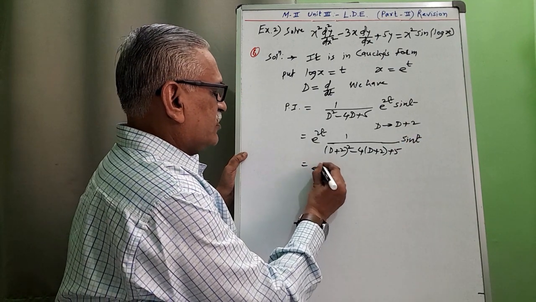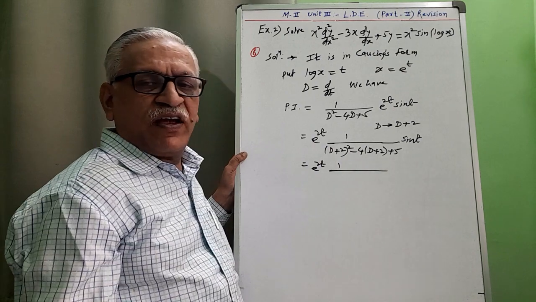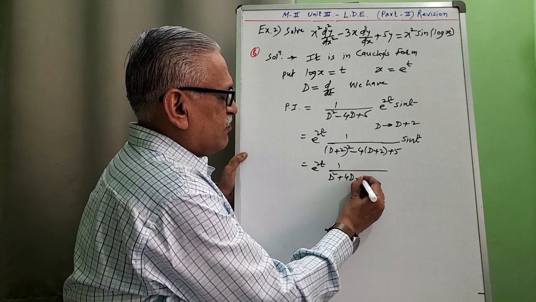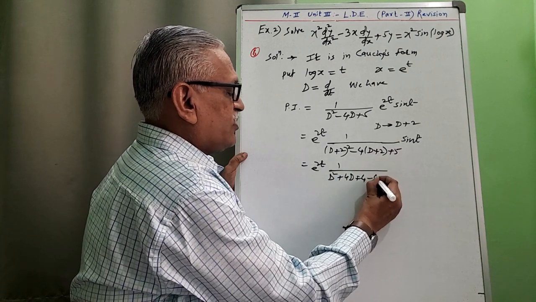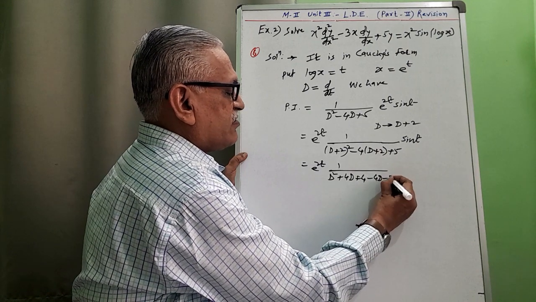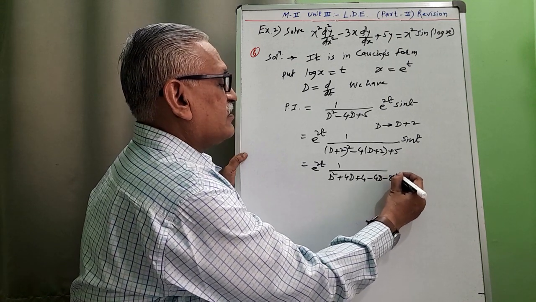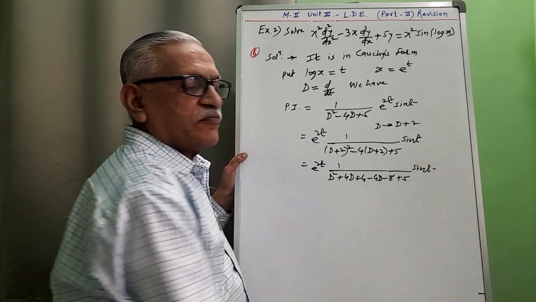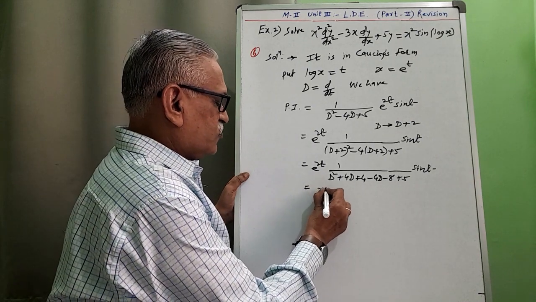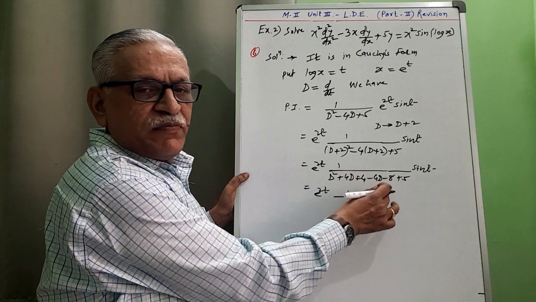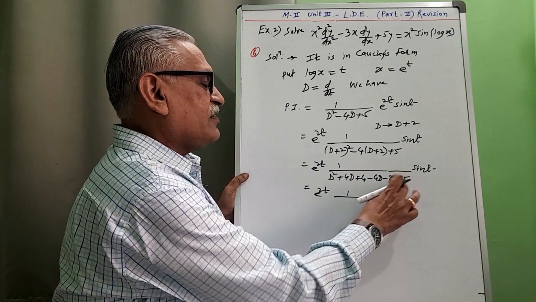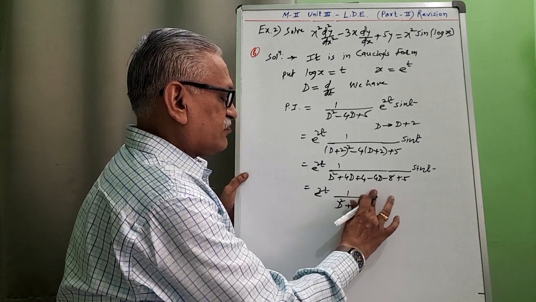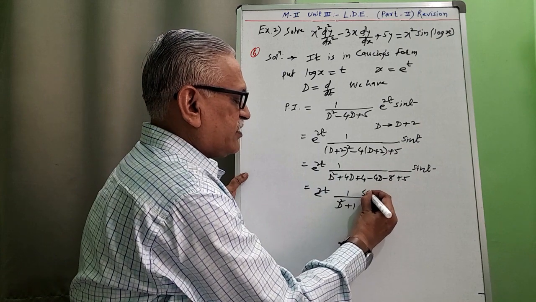Then it is equal to e raised to 2t, 1 upon. Simplifying it, we get D square expansion, plus 4D plus 4, then minus 4D minus 8 and plus 5, operated on sin t. Then it is e raised to 2t as it is, no change, 1 upon, plus 4D minus 4D get cancelled, 4 plus 5 is 9, 9 minus 8 we get 1, and therefore the remaining terms are D square plus 1, which we have to operate on sin t.